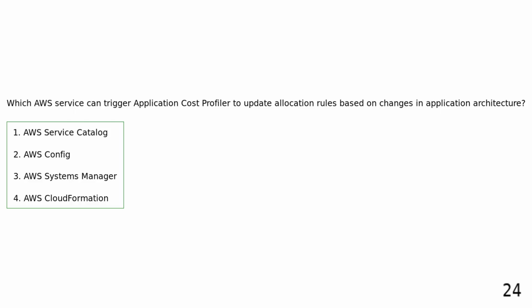Which AWS service can trigger Application Cost Profiler to update allocation rules based on changes in application architecture? AWS Service Catalog, AWS Config, AWS Systems Manager, AWS CloudFormation.